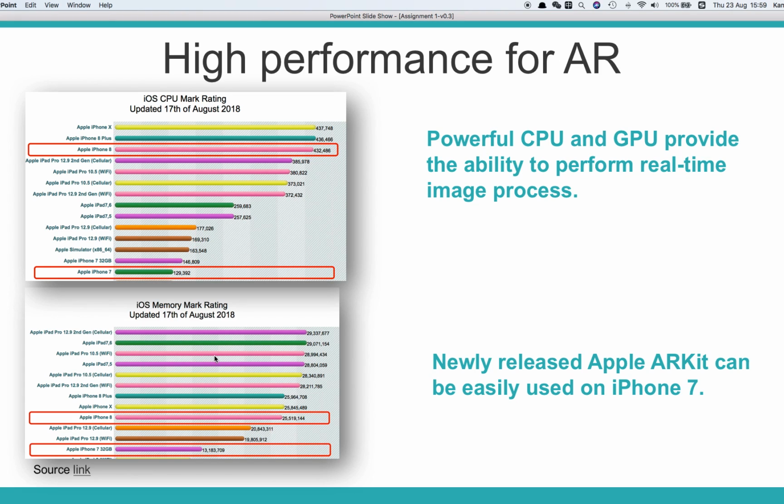We can see that the performance of mobiles are good enough to run AI application. The powerful CPU and GPU provide the ability to perform real-time image process. Here is a graph showing the performance of iOS devices. The CPU and memory performance of iPhone 8 is 2 times better than iPhone 7, and the newly released Apple ARKit can be easily used on iPhone 7.